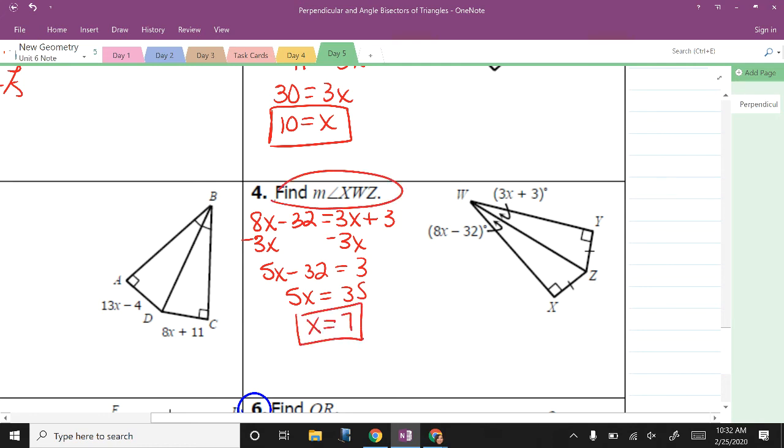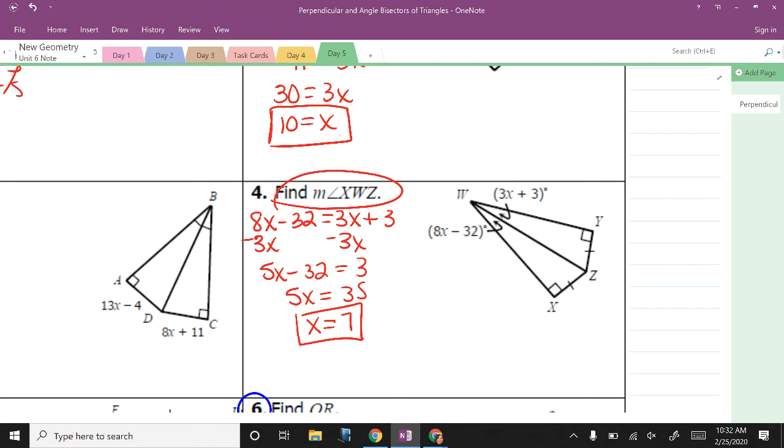But I want to find the measure of angle XWZ. Now, you got to be careful. What if they wanted me to find XWY instead? How could I do that? You could figure out one of them and double it. Yeah, I can figure out one and double it. So make sure you actually look at the vertices of what it's trying to get you to find. Does that make sense? All right.